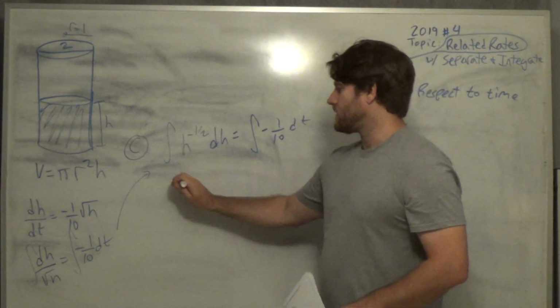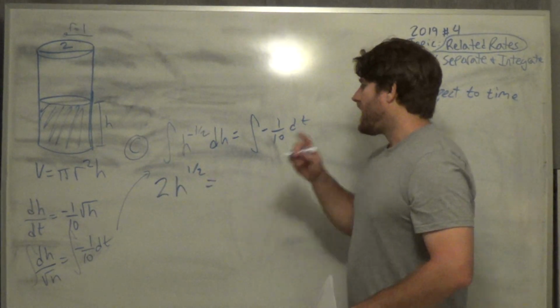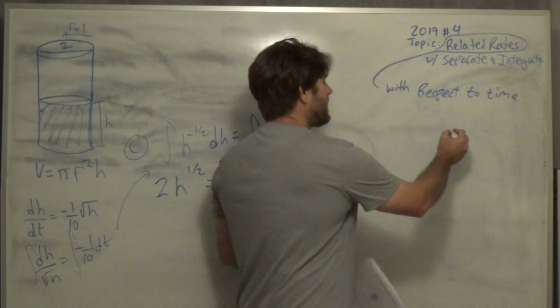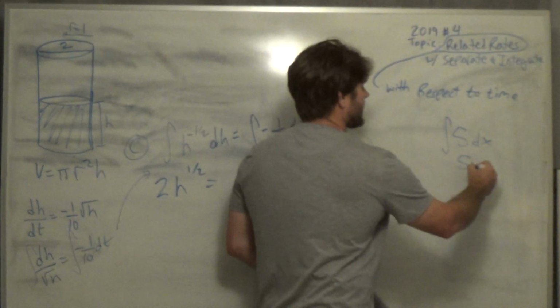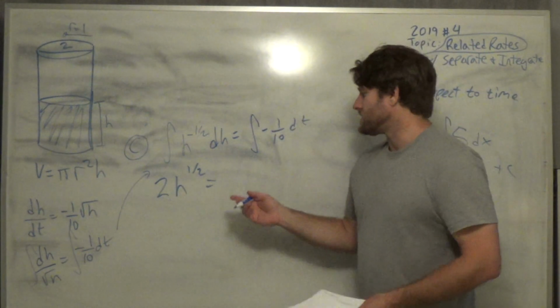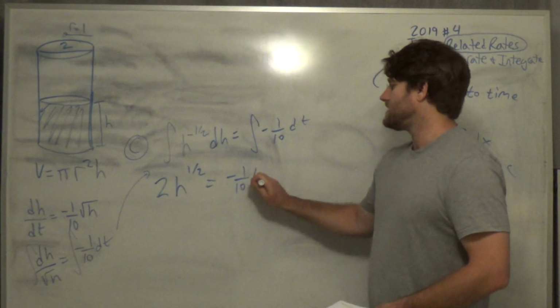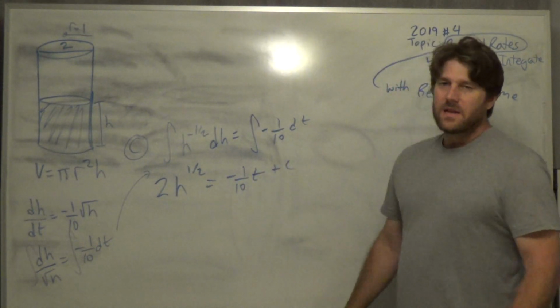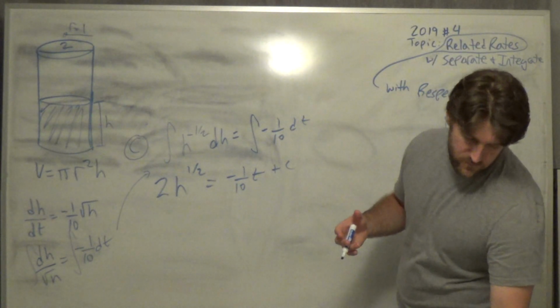So the antiderivative here, we add 1 to the exponent, multiply by the reciprocal. On the other side, just think if you had, hey, what's the antiderivative of 5 dx? Well, you get 5x plus c. So the antiderivative of a constant is the constant with the variable in front. So the antiderivative of negative 1/10 is negative 1/10 t plus c. Now, of course, at this point, we separate, we integrate, we have to plug in and solve for c, and they gave us some important information.